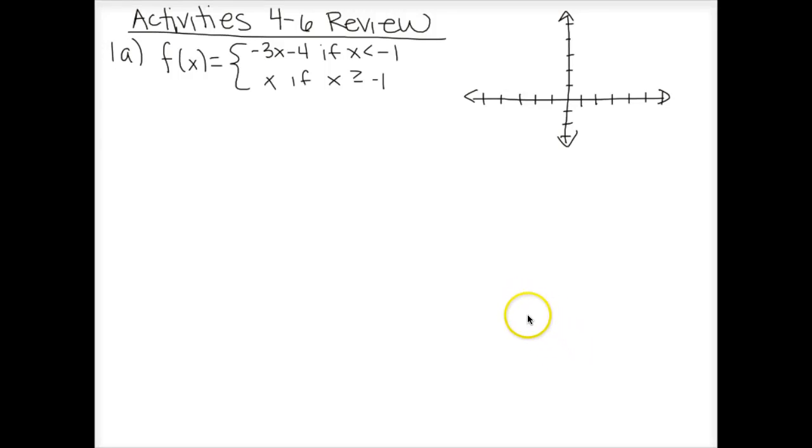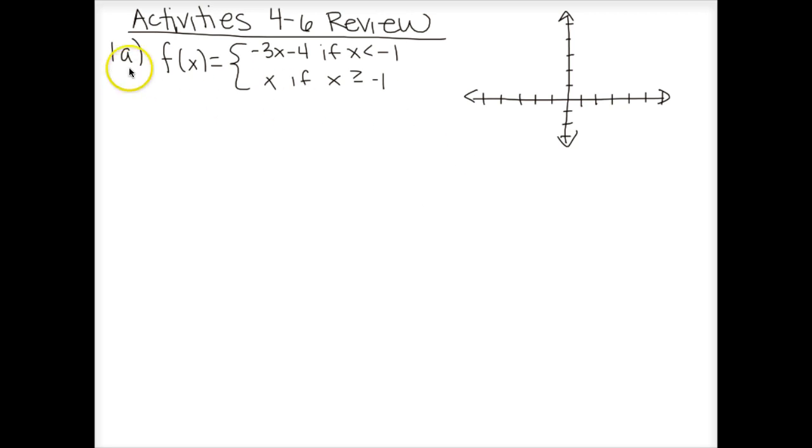All right, this is your review for activities 4 through 6. It also helps you to review for the second embedded assessment in Unit 1 as well as the Unit 1 test. So the first concept that we looked at was piecewise functions.